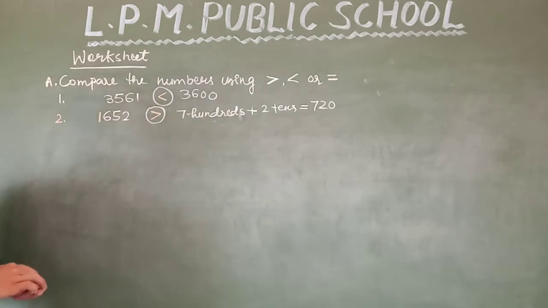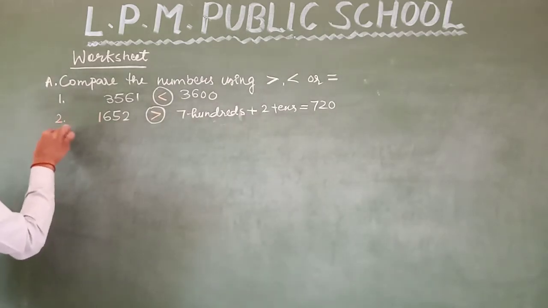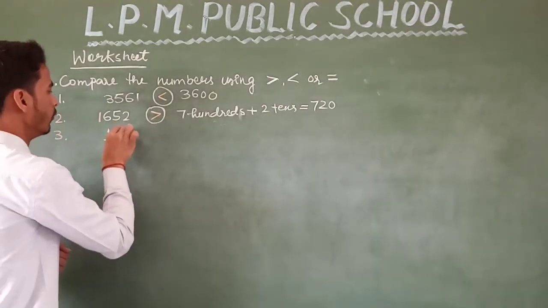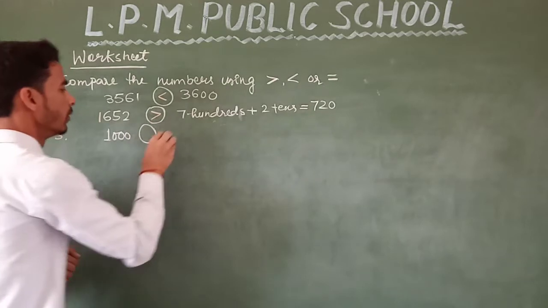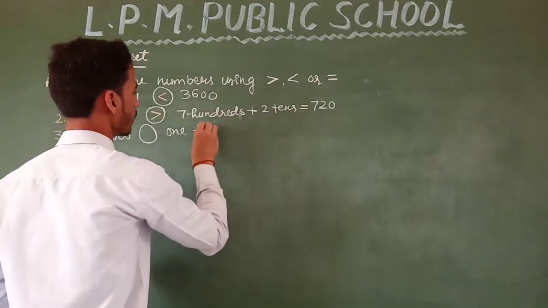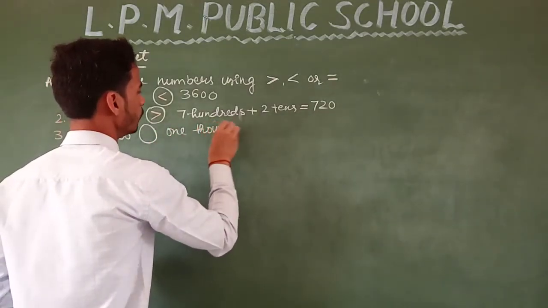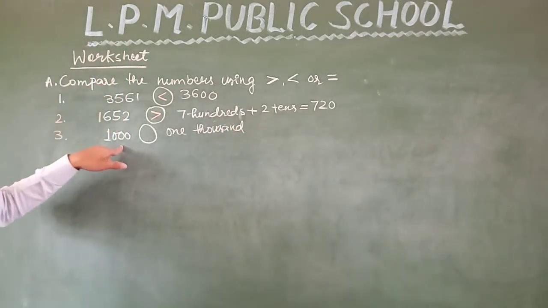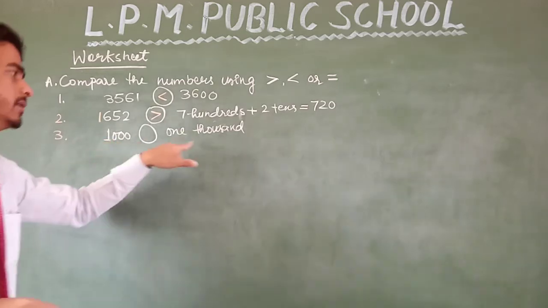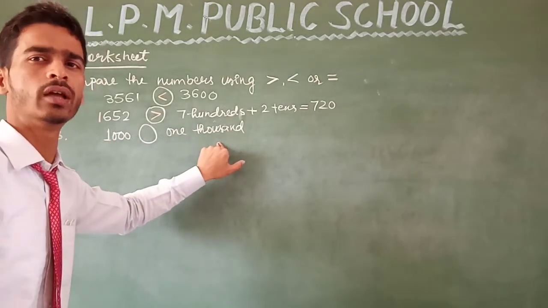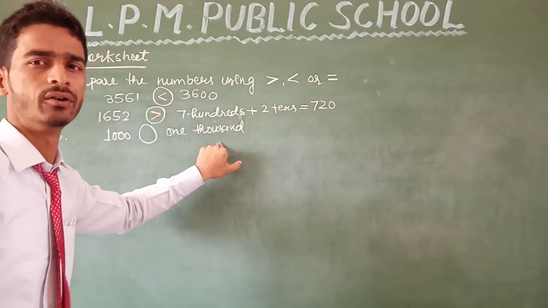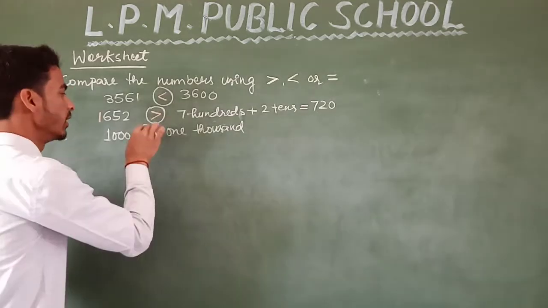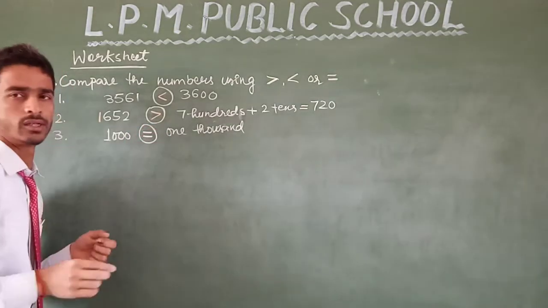The next question is question number 3, 1000 and 1000. You have to tell which one is greater. One 1000 is written in figures and the other is written in words. But both have the same value, 1000. So we can say that 1000 is equal to 1000.